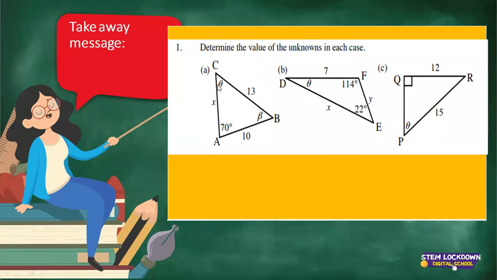Again, how do you find our theta? You start from the known one. We have a side here, a known side, and a known angle, so we start off with those. So say sine 70 over 13. Sine of the angle over the side: sine 70 over 13 must equal sine theta over 10.